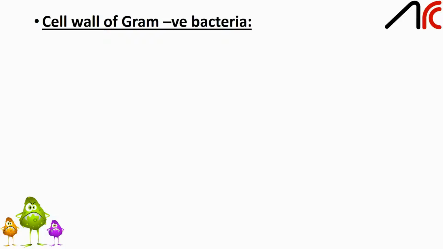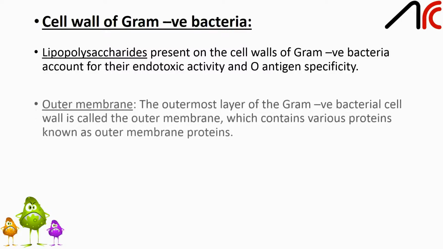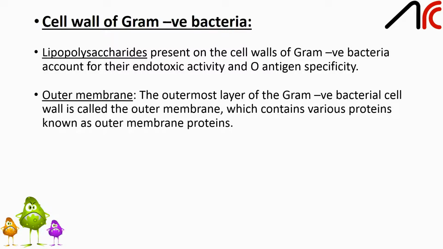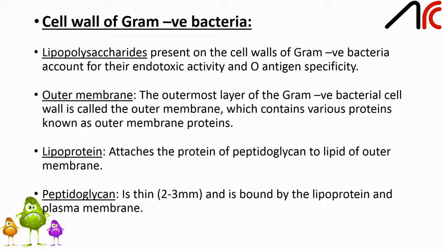Coming over to the cell wall of gram-negative bacteria. Lipopolysaccharides are present on the cell wall of gram-negative bacteria, which account for their endotoxic activity and O antigen specificity. Outer membrane. The outermost membrane of the gram-negative bacterial cell wall is called the outer membrane, which contains various proteins known as outer membrane proteins. Lipoprotein. It attaches the protein of peptidoglycan to the lipid of the outer membrane. Peptidoglycan. It is thin and is bound by lipoprotein and plasma membrane.